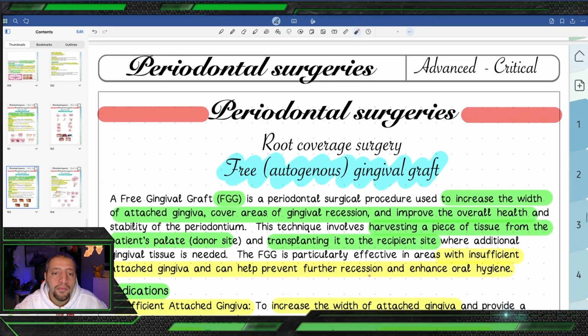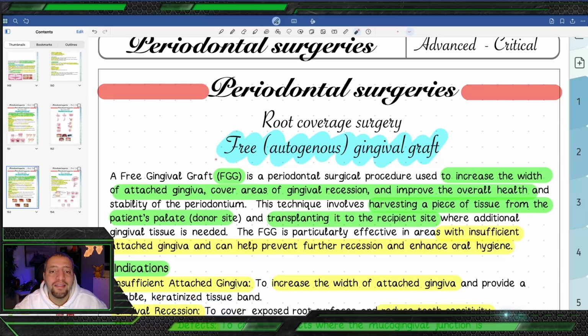But sometimes we are going to end up using a free gingival graft. Why?